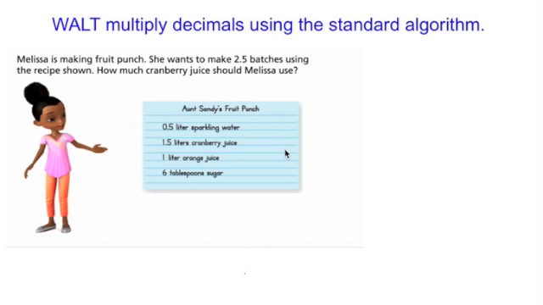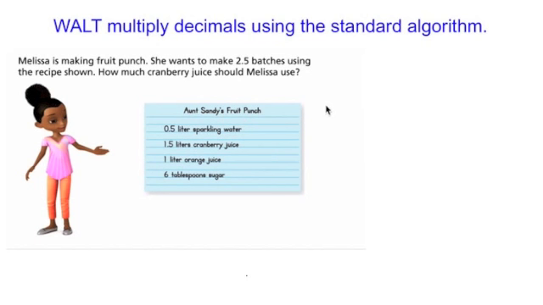That's right, I believe in you. And today we're going to be multiplying decimals using the standard algorithm. So when I talk about the standard algorithm, I really just mean the traditional way that we've mentioned about how to solve these multiplication problems using decimals.